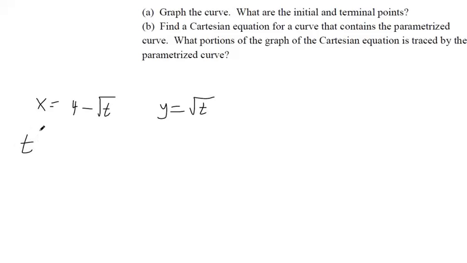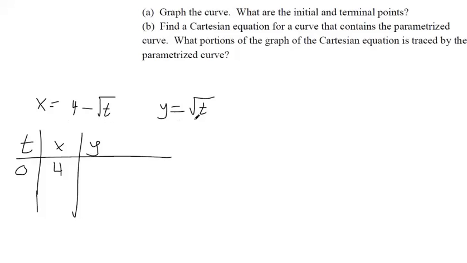Okay, so if we want to sketch the graph of this parametric relationship, we can use a data table where we make up our own values for t. Like if we plug in t equals 0, we get x is 4, and we get y is 0. We can't plug in a negative value for t, right? Because we get a square root of a negative. So let's plug in t equals 1. So we get x is going to be 3 when you simplify, y is 1.